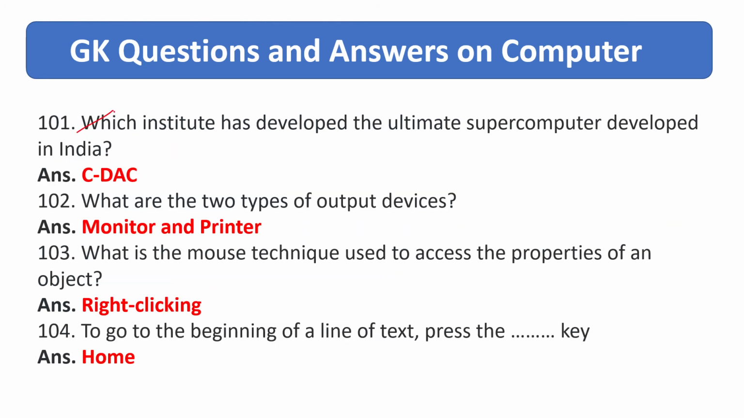Which institute has developed the ultimate supercomputer developed in India? Answer is CDAC. What are the two types of output devices? Answer is monitor and printer. What is the mouse technique used to access the properties of an object? Answer is right clicking. To go to the beginning of the line of text, press? Answer is home key.